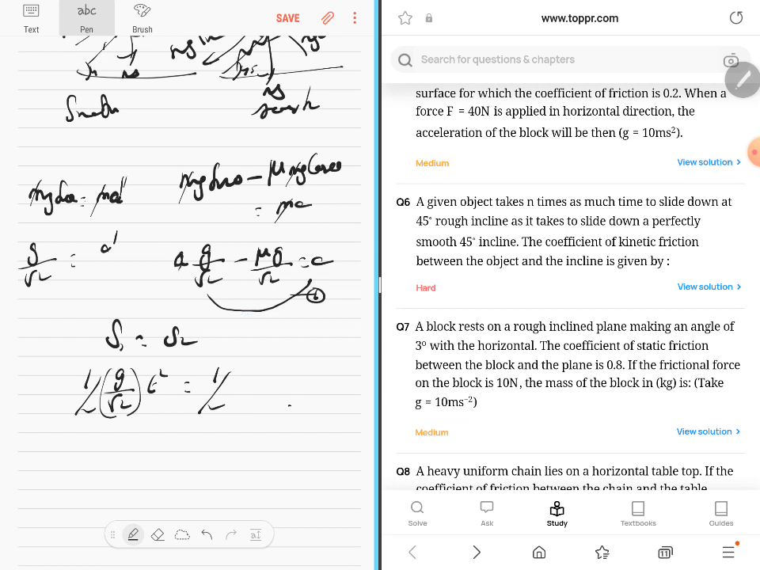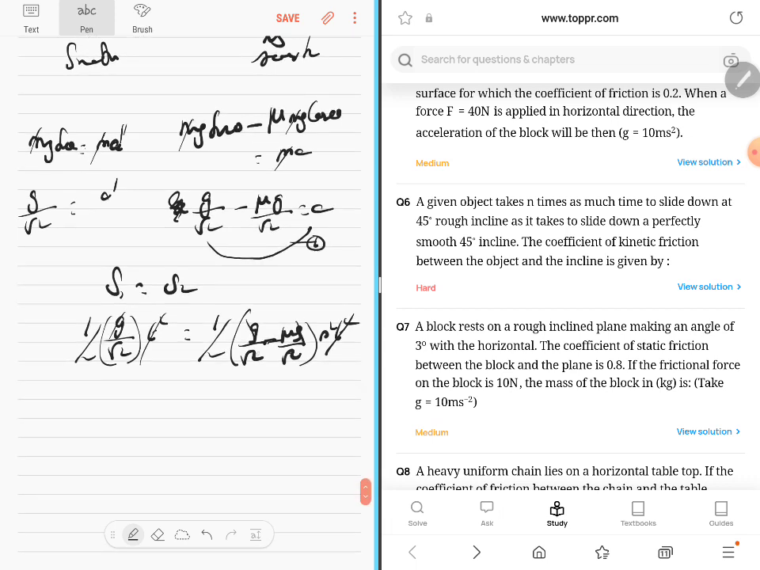G by root 2 minus mu g by root 2, so then half g by root 2 minus mu g by root 2 into half t square. T square is n square t square because it's going to take n times more time. So t square directly gets cancelled. And g can be taken out and cancelled with this. Root 2 can also be cancelled and 2 can also be cancelled.